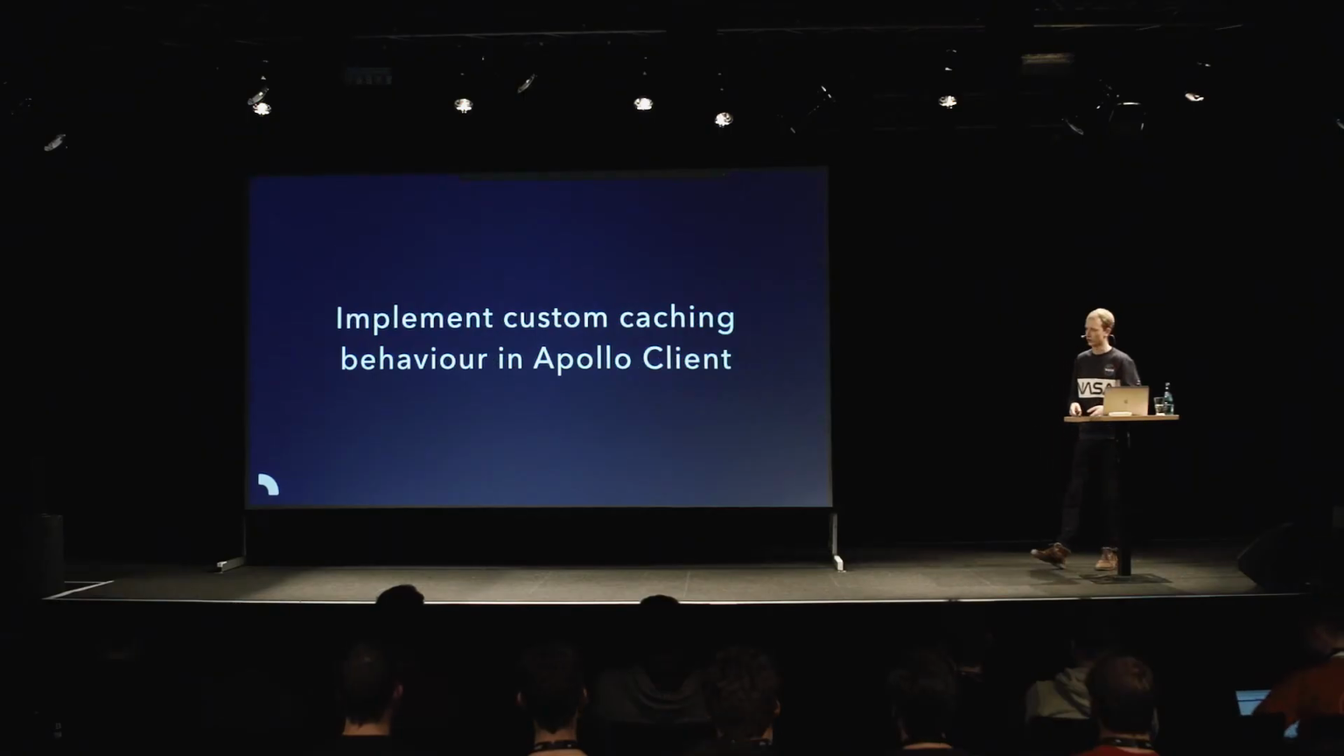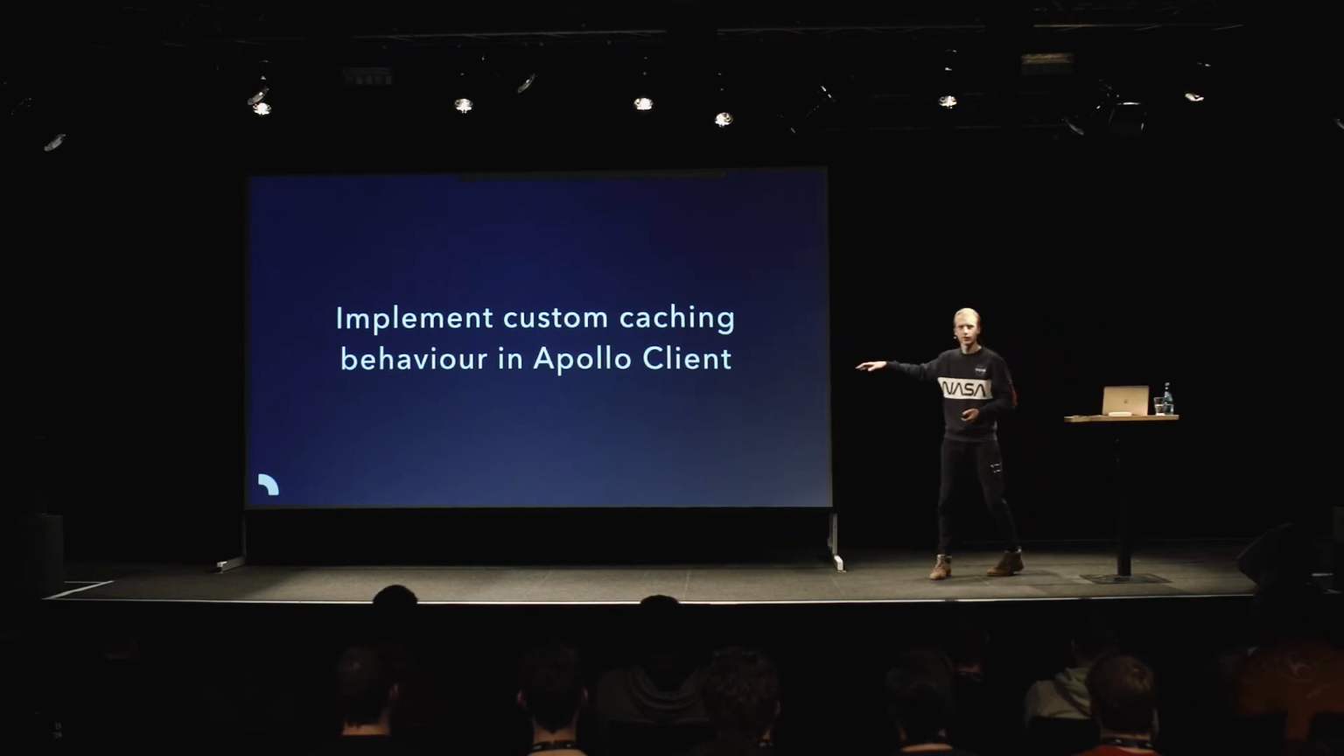As a last example, I want to talk about something that happens fairly commonly. I had to implement custom caching behavior in Apollo client. Now that is not very common, don't get me wrong. If you don't know what that means, don't worry. Essentially, Apollo client caches your GraphQL requests locally. And I wanted it to work slightly differently. I wanted the library to do something that was outside of what it normally did.